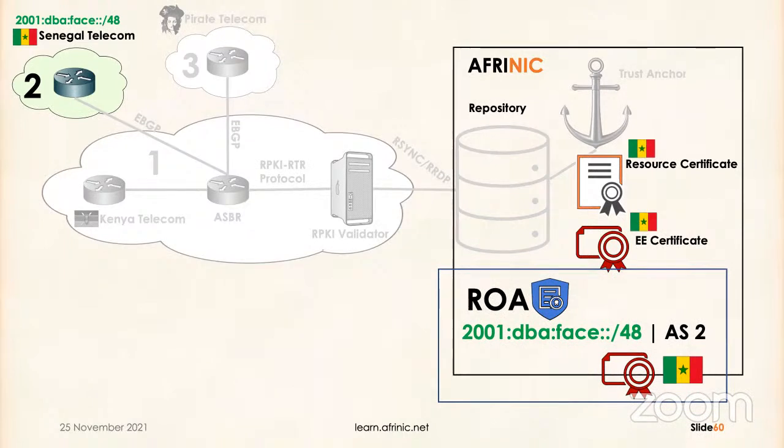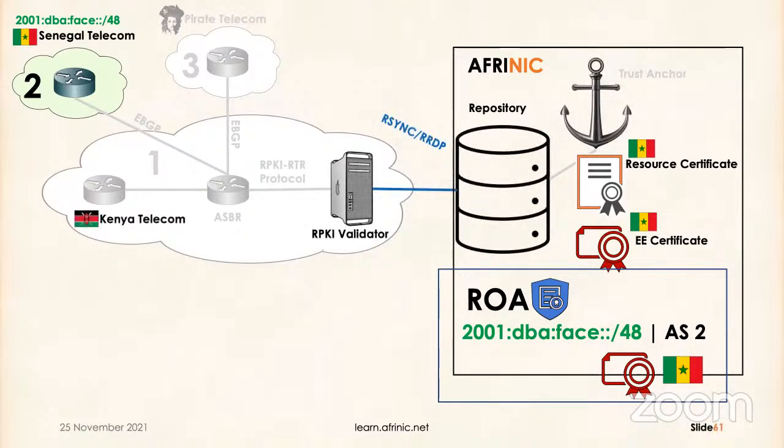That's for Senegal Telecom, the end entity. Now, Kenya Telecom is the relying party, who wants to be sure that whatever announcements they get are actually from the AS that is meant to announce them. Remember, in the beginning of the webinar, there was a pirate AS that announced, and they got traffic redirected to them instead of to the actual AS that owned that prefix or was authorized to announce it. So the validator connects to the trust anchor.